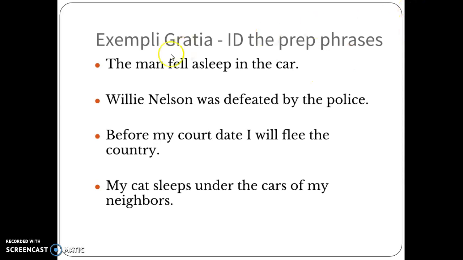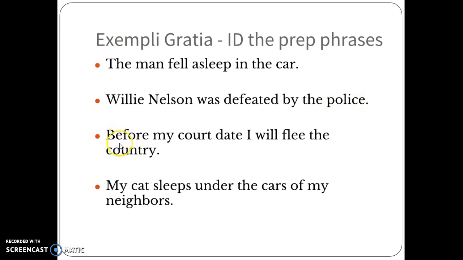Okay? So this first one, the man fell asleep. Where did he do that? In, that's your preposition. And the car is your object of the preposition. Those in the car comes together to make your prepositional phrase. Willie Nelson was defeated by the police. By is your preposition here. The police is your object of the preposition. So by the police comes together to be your prepositional phrase.